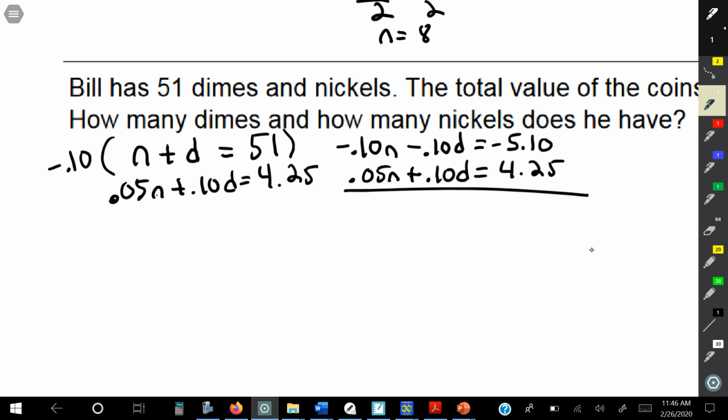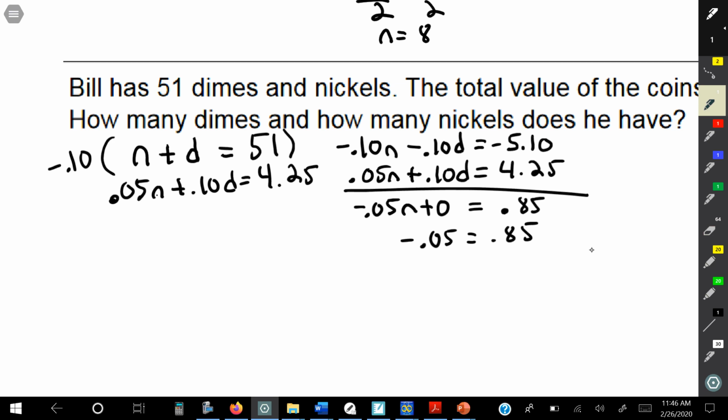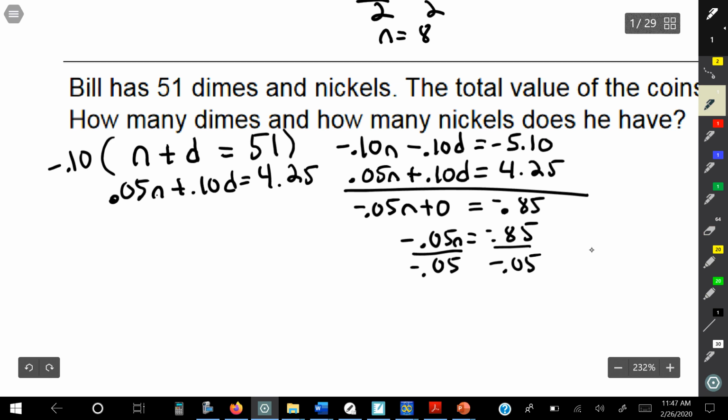All right, now I'm going to add, and I'm going to cancel out the middle part here, and that's going to give me 0. Negative $5.10 from $4.25 is going to be negative 85 cents. And over here, negative 0.10 plus 0.05 is going to be negative 0.05 n. This simplifies down to negative 0.05 n is equal to negative 0.85. Divide by negative 0.05, and then n is equal to 17.